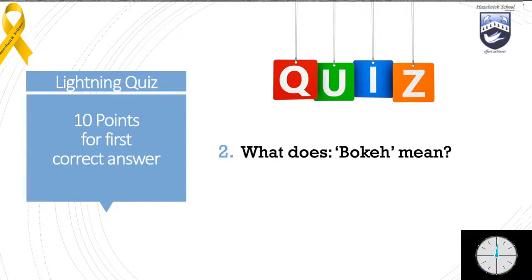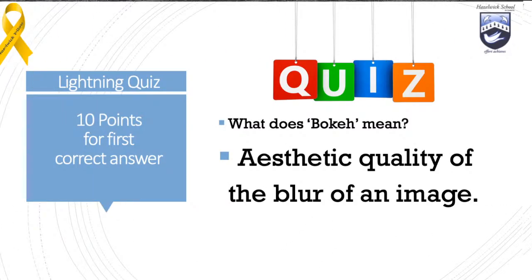What does bokeh mean? And I'll take an approximation here. I'm going to get it exactly right. Ooh, he's in again. Quality of blur. Stop the clock. That was very impressive. Quality of blur. So this is about 10,000 points to Gabe now. So let's all try and speed up slightly. It is the aesthetic quality of the blur of an image, which is what I was waffling on about.